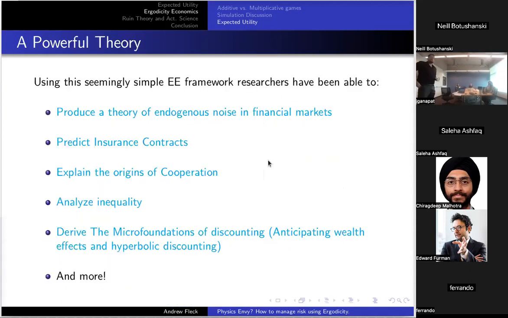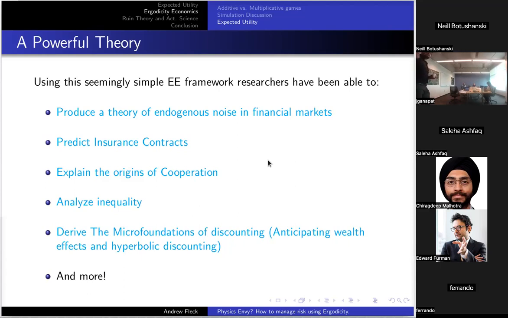The other thing, and I don't have time to get into everything, is that even just starting from this very simple framework, if you have a dynamic and you can specify the utility the agent will use, it removes a great deal of ambiguity in modeling. So they've taken this idea and applied it to other things, and produced incredible results. They produced a theory of where noise comes from in financial markets. They were able to predict when insurance contracts would exist. By analyzing growth rates of an ensemble, sharing and pooling resources versus individuals, they could explain where cooperation comes from, analyze inequality, and so on.